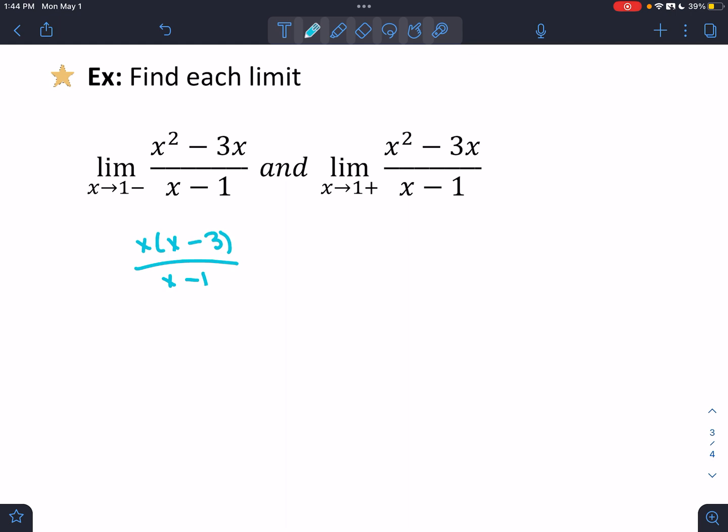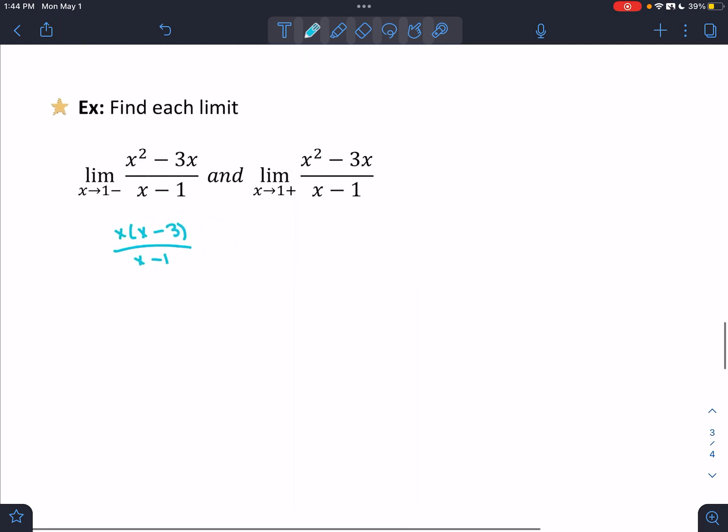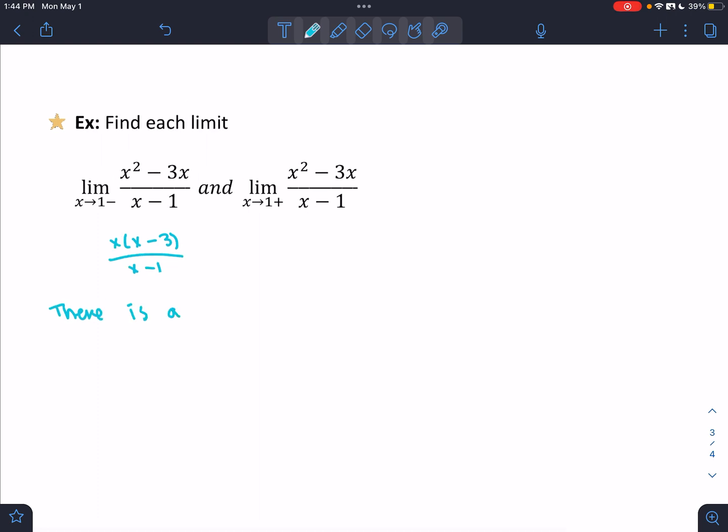So that means I have a vertical asymptote where? At 1. Yes. Which ultimately means what for the limit at 1? It's going to have to be some kind of infinite limit, right? Because there's a vertical asymptote there. We just have to figure out if it's positive or negative.